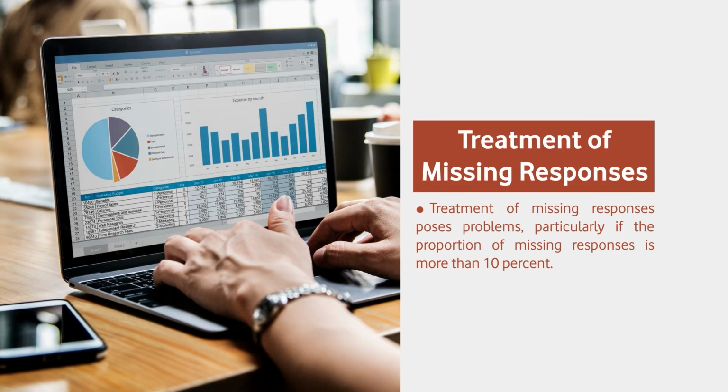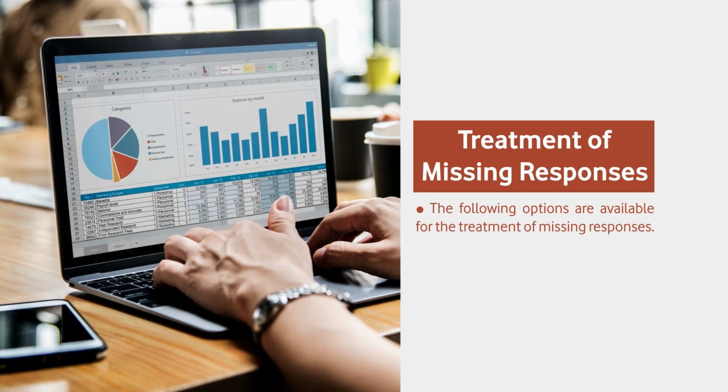And the treatment of missing responses poses problems, particularly if the proportion of missing responses is more than 10%. See, the underlying point here: the treatment of missing responses poses problems, particularly if the proportion of missing responses is more than 10%. We have to ensure the kind of non-responses in the entire data set.